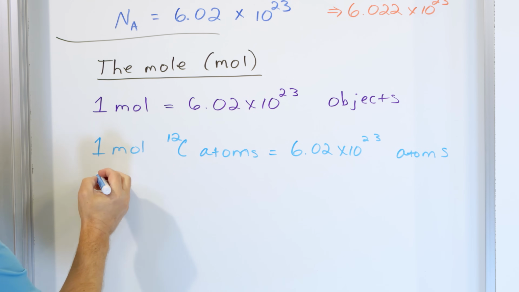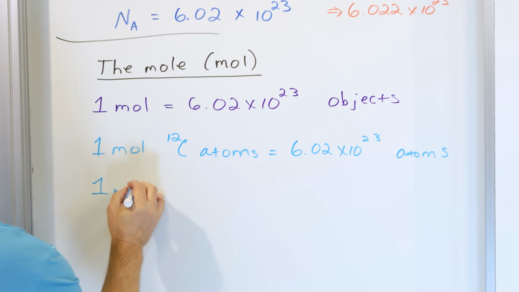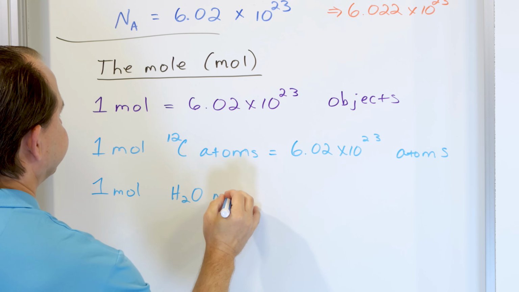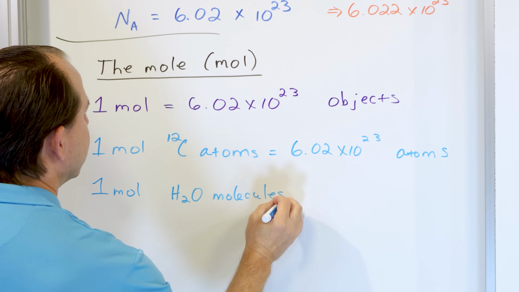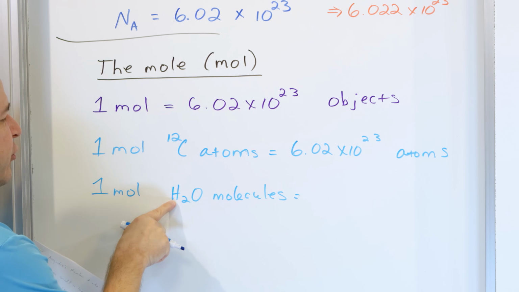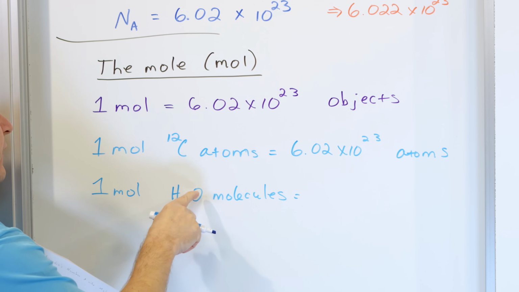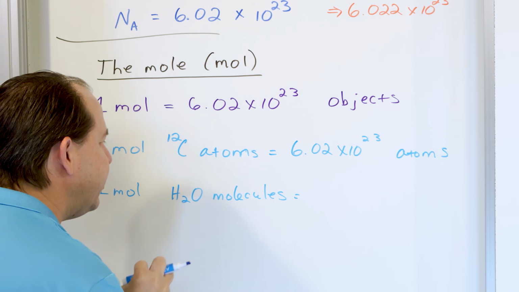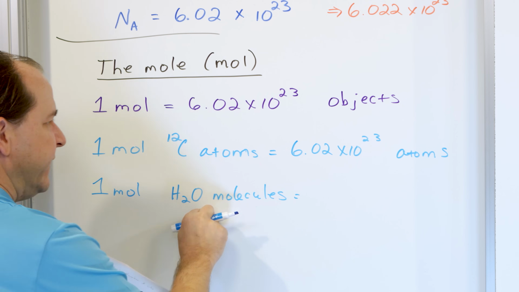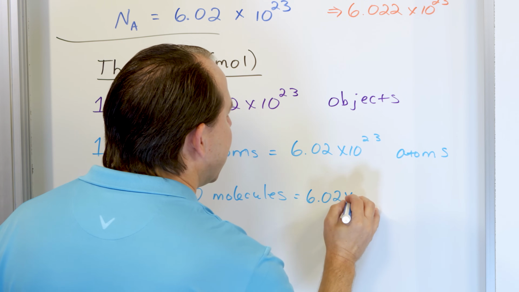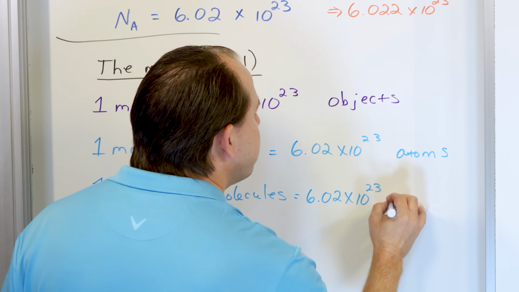However, what if I'm talking about a mole of water molecules? We know that water is a molecule. It is a structure that is composed of 2 hydrogens and 1 oxygen. So there's actually 3 atoms inside of there, but they're bound together in a discrete unit. So if I have a mole of these things, it's not atoms we're referring to. It's 6.02 times 10 to the 23rd molecules.